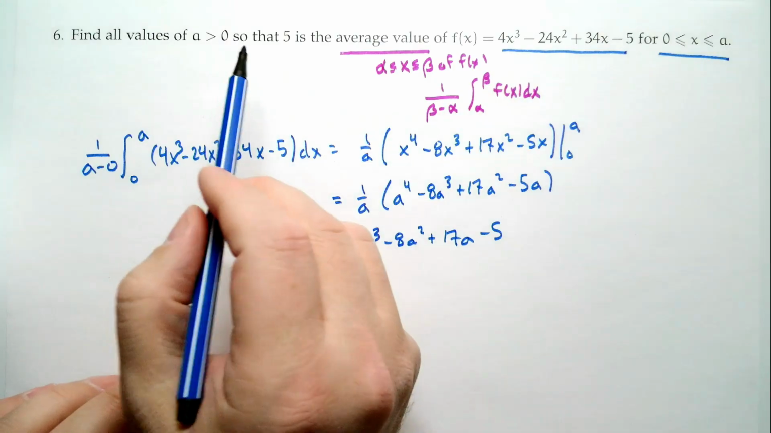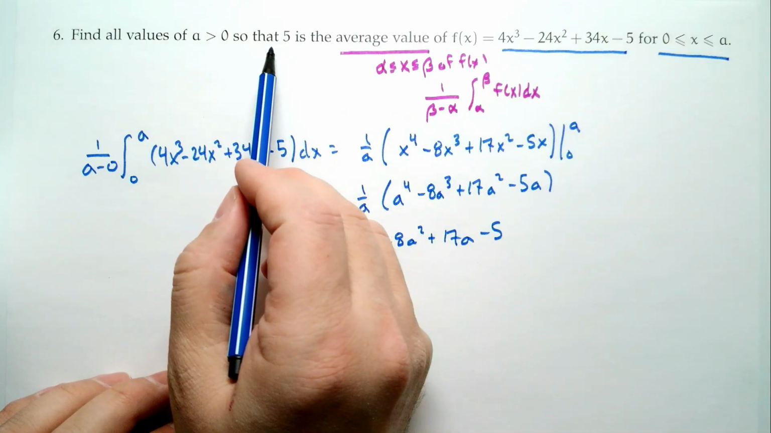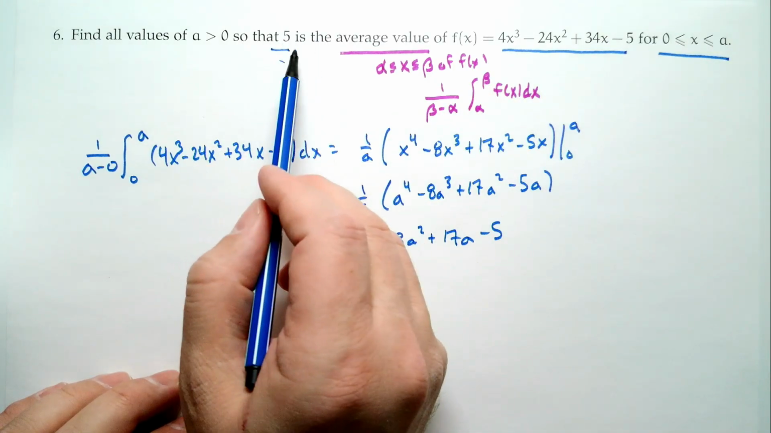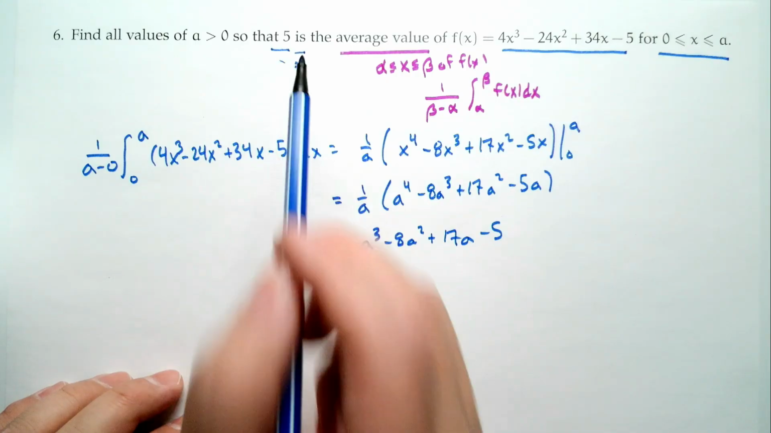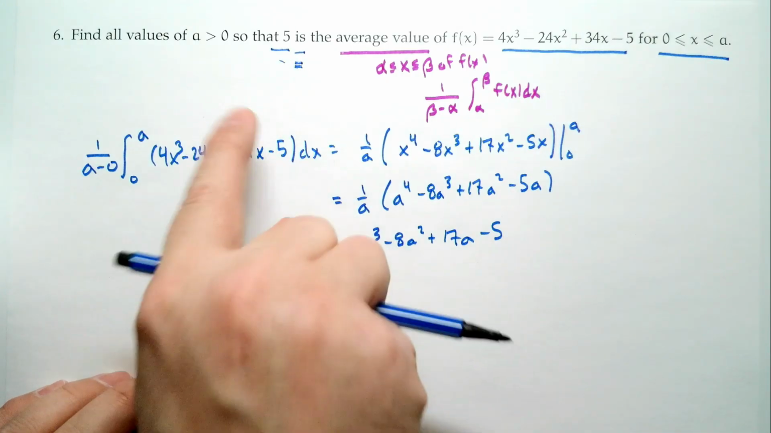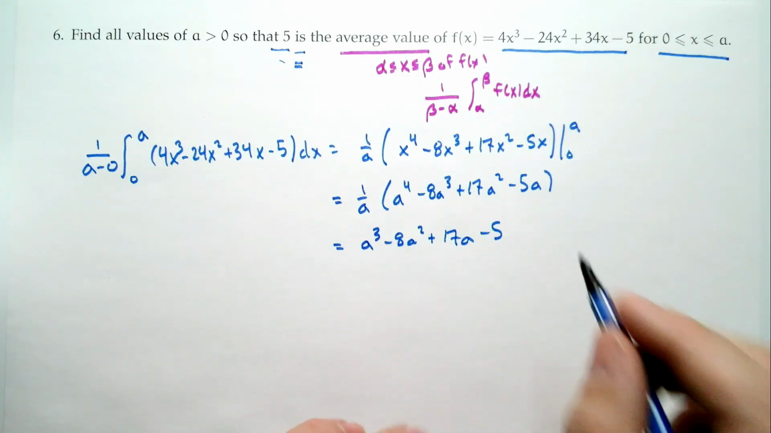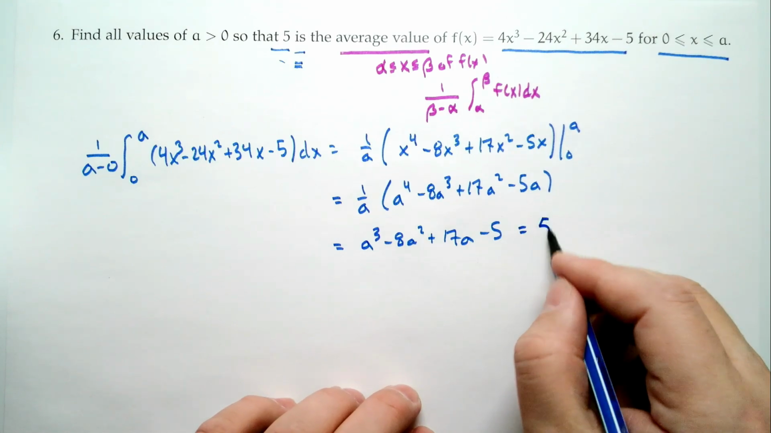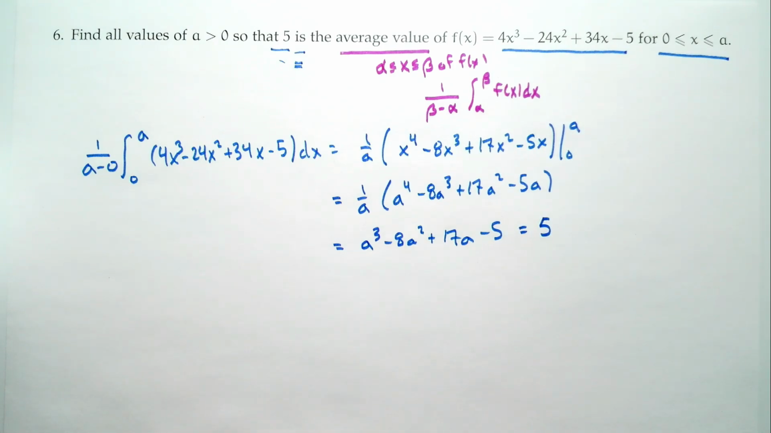Now, we need it so that we have it as 5. You see this word "is" is just another way of saying equals. So 5 equals the average value. So this needs to equal 5. Now, all that's left, I don't know if I should say all, that makes it sound easy, but the next thing to do is to solve for a.